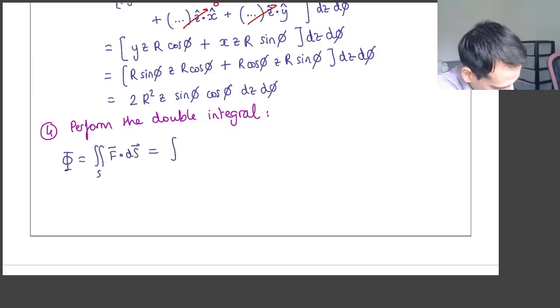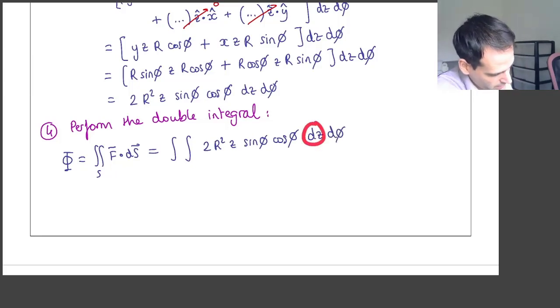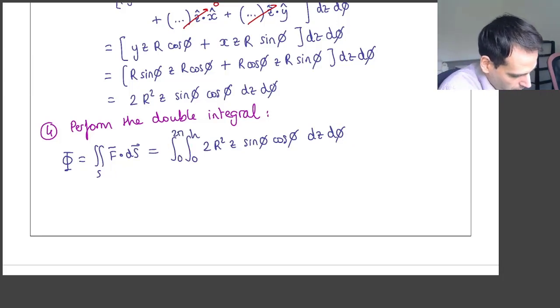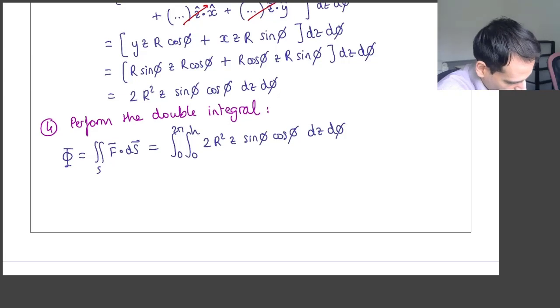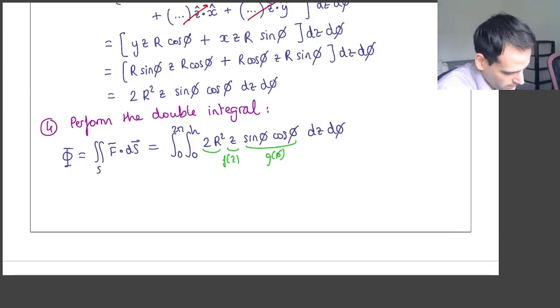which is equal to the double integral of this thing, which is 2r squared z sine phi cosine phi dz d phi. So what are the limits? Z is the inner integral, and z, we said, goes between 0 and h, and phi, that's the outer integral. The limits are going between 0 and 2 pi. We can apply separation of integrals because we have a function of z times a function of phi.